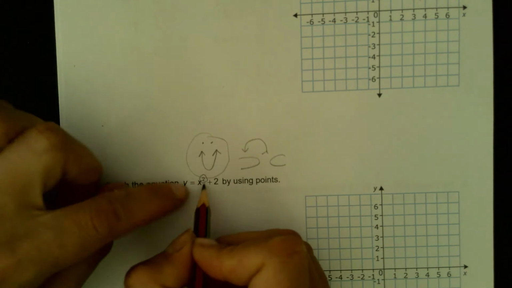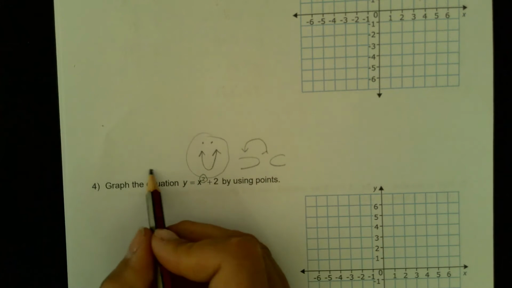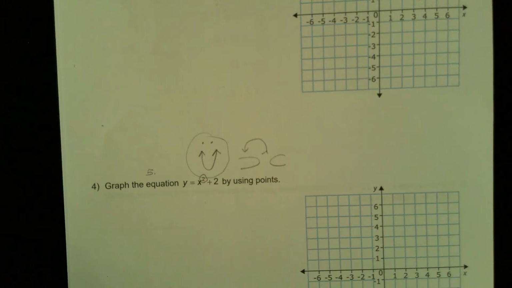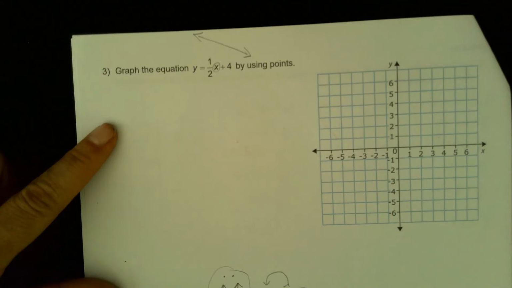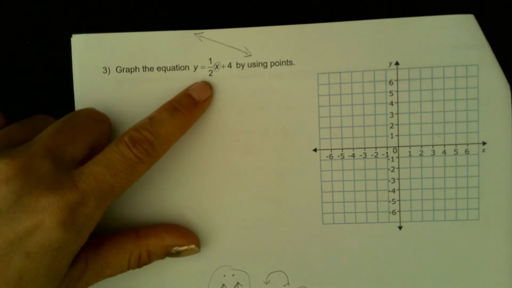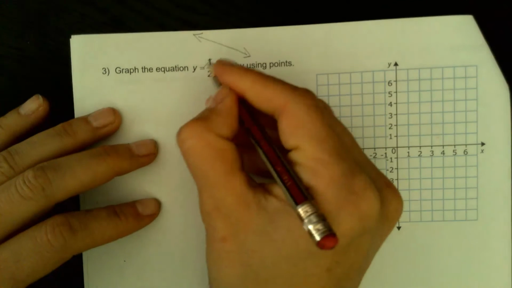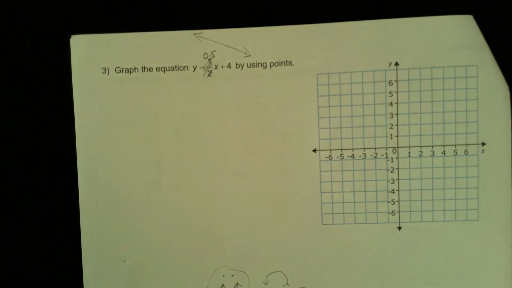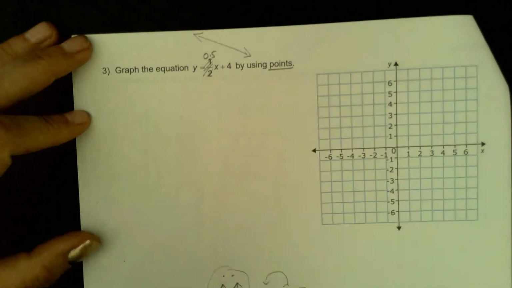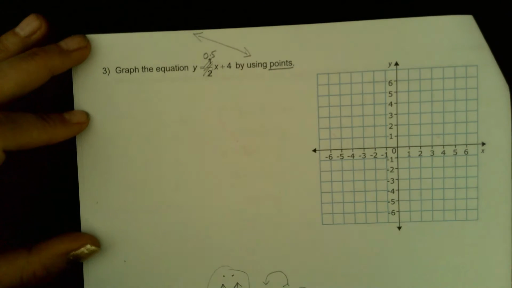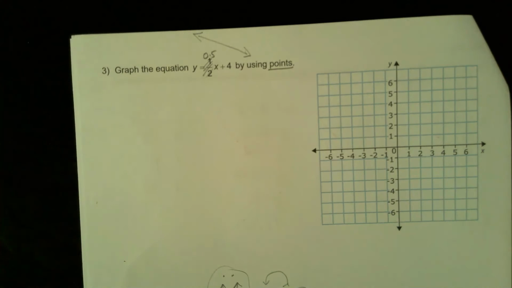And when we have a 2, sometimes we use 5 points just to make sure. Okay? So let's do the first one. I don't like fractions. I hate fractions. I'm going to change this to a decimal, 0.5. It's just easier for my brain. So because we're using points, we just pick some easy points, okay?